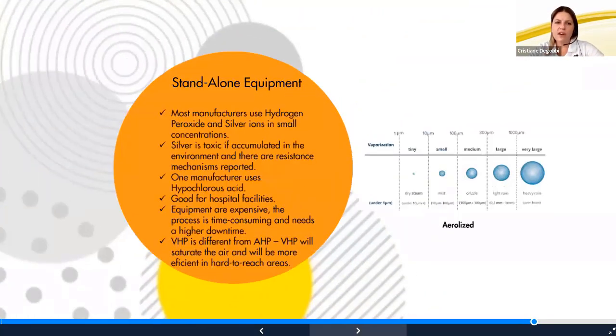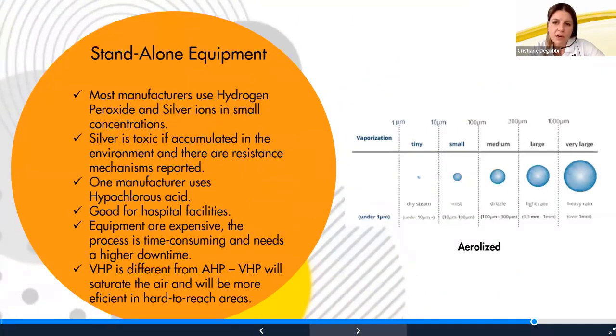You're also going to find standalone equipment in the market. This equipment works just like this. You have an automated equipment. So basically you're going to leave the room, turn it on, and it's going to release the disinfectant that you want into the air. So you do not need to apply it yourself. This sounds like good news, but it's still laborious for you to apply. I'm going to explain why.